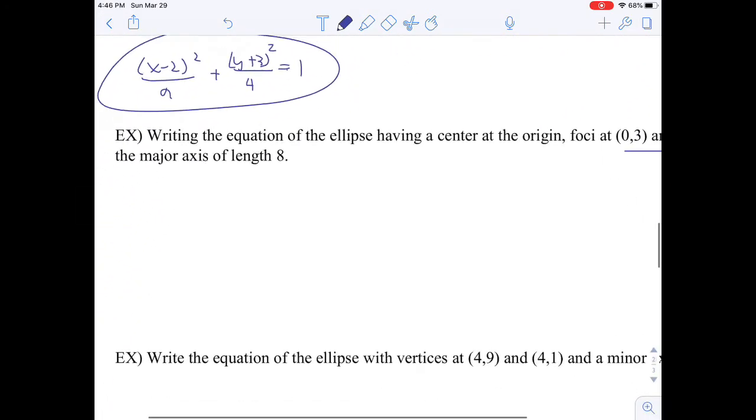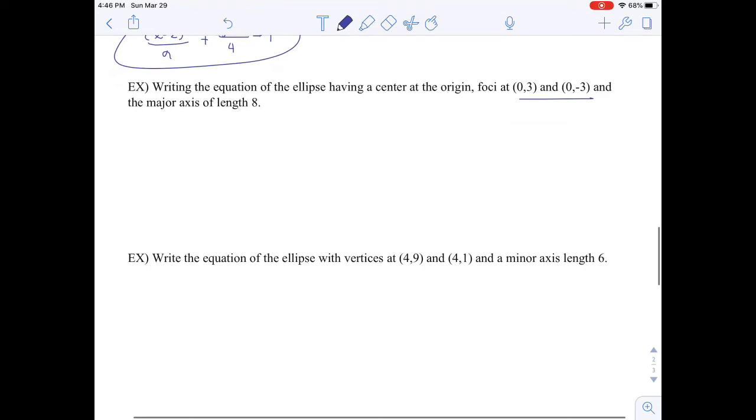So our first problem: write the equation of the ellipse having a center at the origin, foci at (0, 3) and (0, -3), and a major axis of length 8. One thing we want to start off with is what we already know. We know that our equation is going to be set equal to 1. Since we're centered at the origin, (0, 0), we can just have x squared and y squared on top. We're really just trying to figure out what A squared and B squared would be at the bottom.